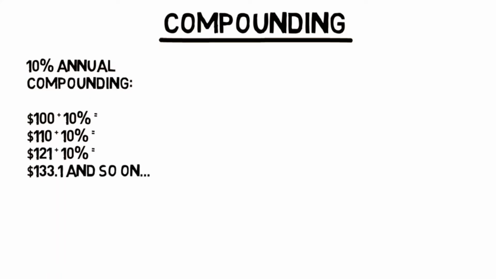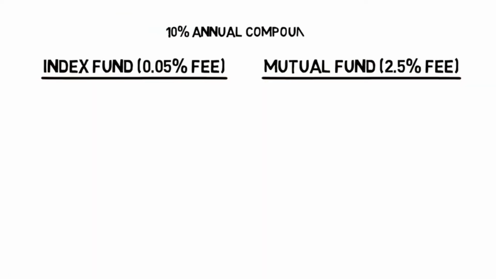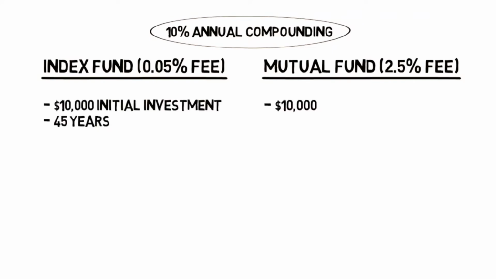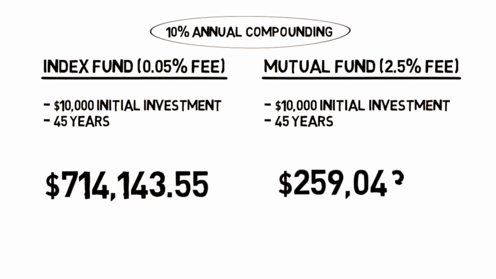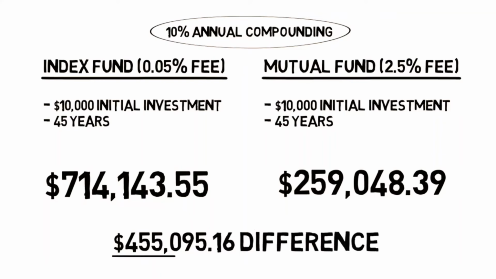Suppose you have an index fund and an actively run mutual fund that give the same return of 10% per year over a 45-year period. The index fund has a management fee of 0.05% versus the mutual fund, which has a management fee of 2.5%, both compounding annually. If you were to put $10,000 in each fund and let them sit to compound over the 45 years, the index fund would give you a total return of $714,143.55, whereas the actively run mutual fund would give you a total return of only $259,048.39. That's almost $500,000 less because of a 2.5% fee.